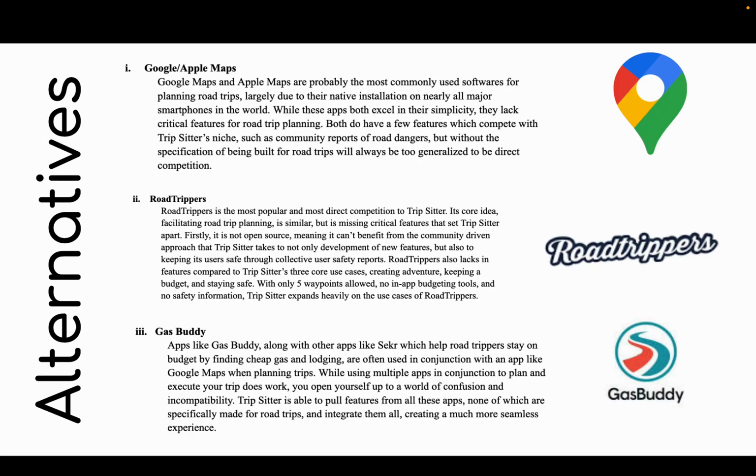All right, some of the alternatives to TripSitter are Google and Apple Maps, which are a bit more generalized. Road Trippers, which is likely our most direct competition, but is closed source, lacks safety features, and is also paid. And Gas Buddy, which is often used in conjunction with other apps such as Google Maps, but does not facilitate road trip planning in and of itself.